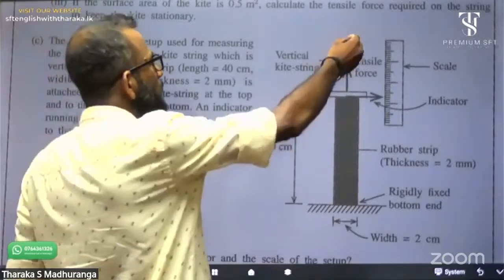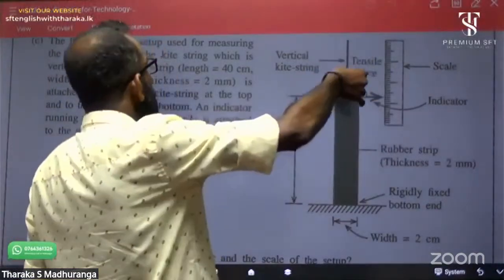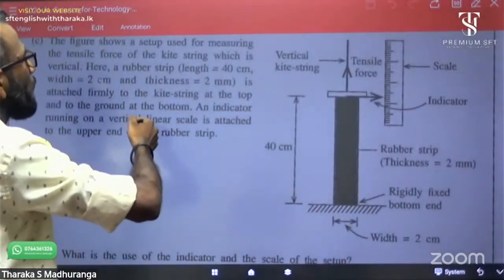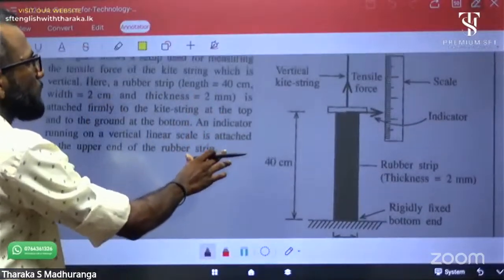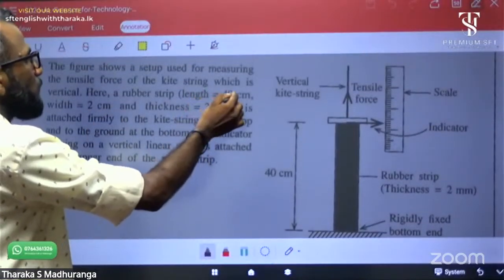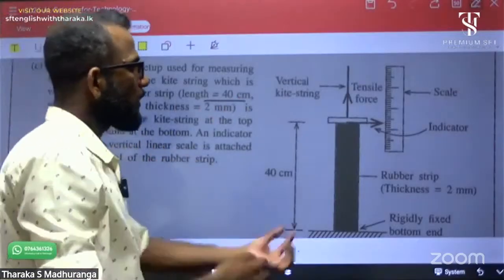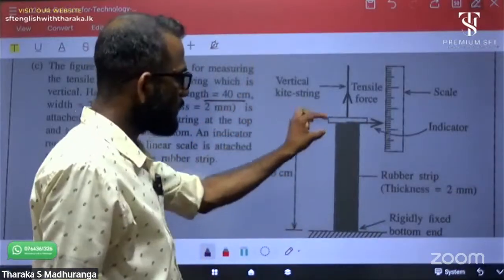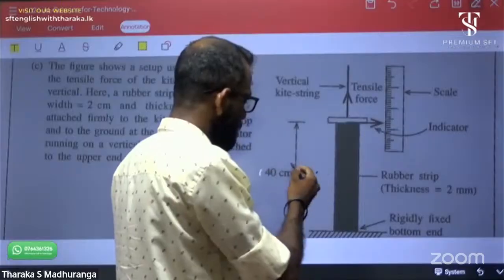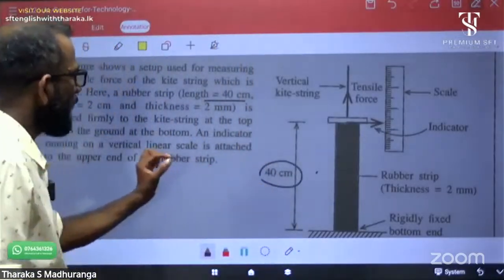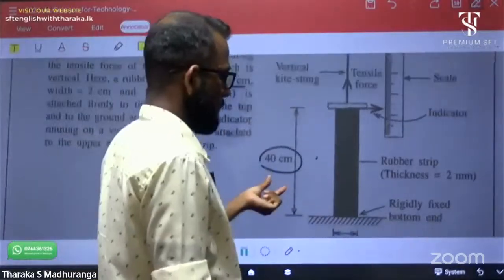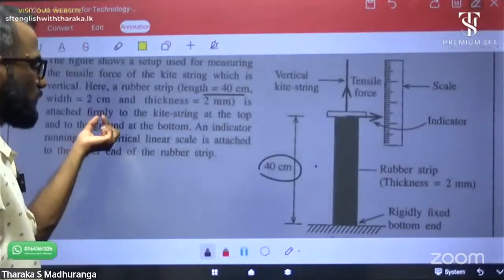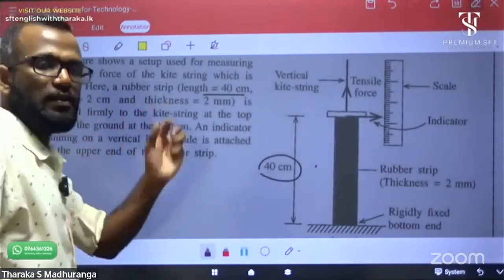Okay, this is a kite string. Here is a rubber string of length 40 centimeter. This is the rubber string. The length is 40 centimeter, the width is 2 centimeter, and it has 2 millimeter thickness. It is all given.